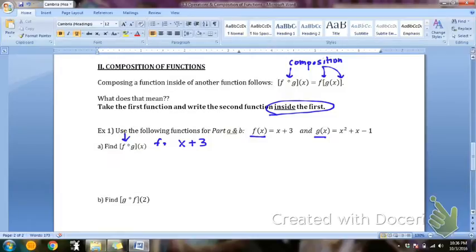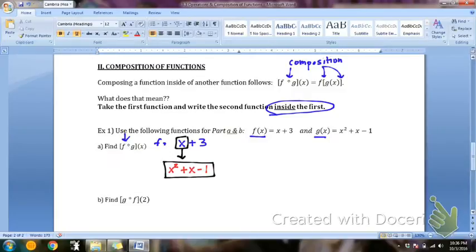So the composition part means wherever you have an x, you're going to take that x out and replace it with the entire g function. So I write it like this. You don't have to continue to write it like this, but for this example I'd like you to write it like I'm writing. Put a box around the x because that's what we are removing, and we are replacing that x with the entire g function, x squared plus x minus 1. That's what my g function is, x squared plus x minus 1.